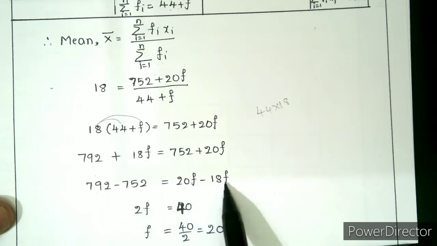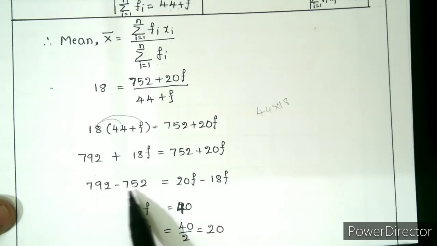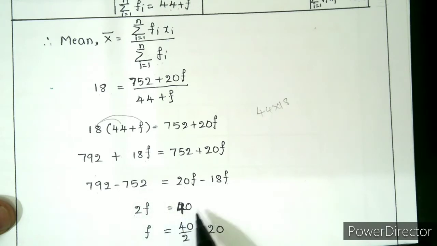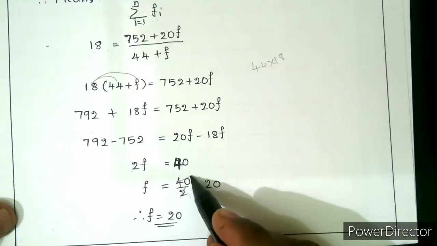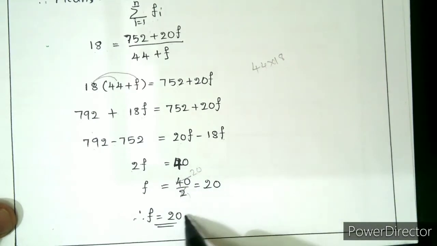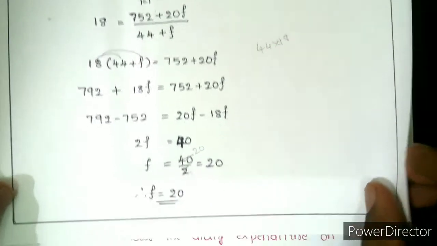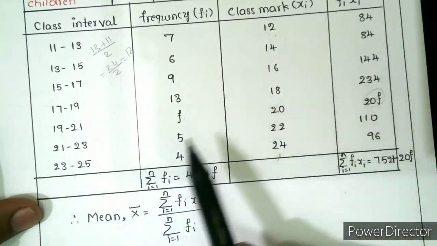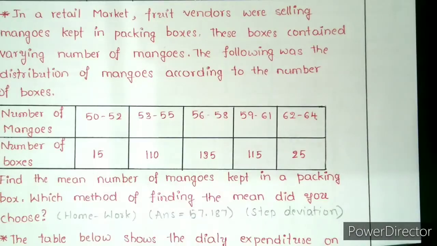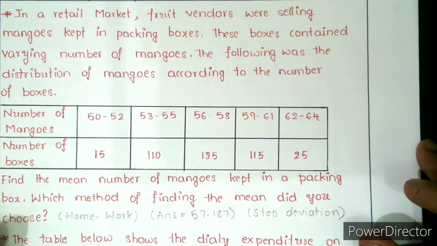So you get 20 minus 18, you get 2f, and 792 minus 752, you get 40. So f is equal to 40 by 2, which is 20. The answer is f is equal to 20. The unknown frequency of the class 19 to 21 is 20. Okay, next. These are all homeworks.